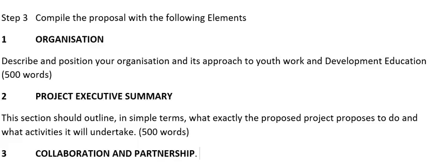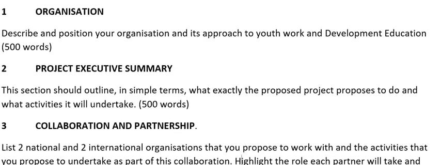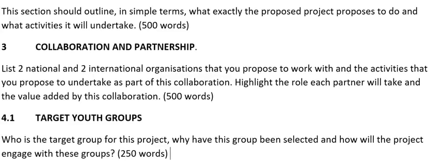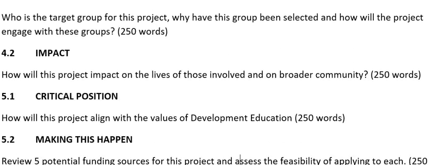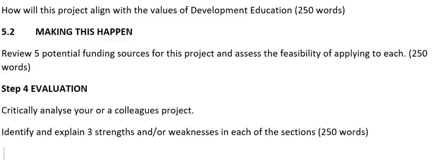So you need to talk about your organisation, its approach to youth work, its approach to development education. You need to summarise the nature of the project. You need to look at collaboration within it. You need to look at target groups, all of these. So you fill out all of these sections, and once that is filled out in a way that shows that you've considered and incorporated the various different elements of the programme, that is your cross-modular assignment.